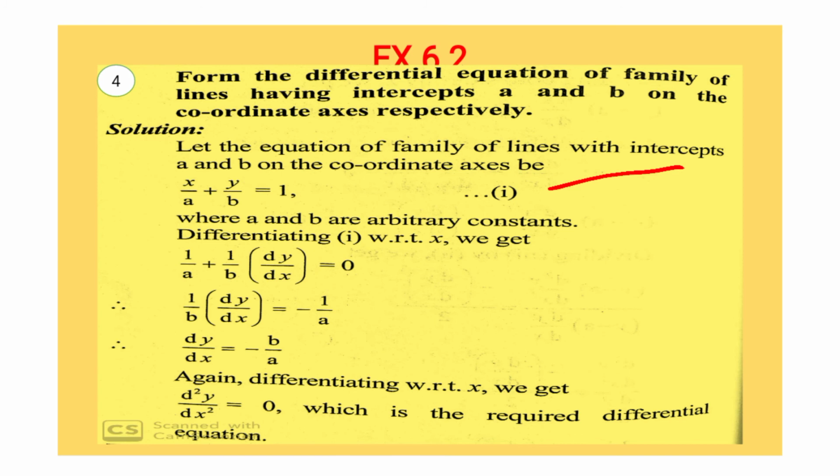Differentiate, so two arbitrary constants are there. Differentiating 1 with respect to x, we get 1 upon a plus 1 upon b into dy by dx is equal to 0. Therefore, 1 upon b into dy by dx is equal to minus 1 upon a. Therefore, dy by dx is equal to minus b upon a. Again differentiating with respect to x, we get d2y upon dx square is equal to 0, which is the required differential equation.